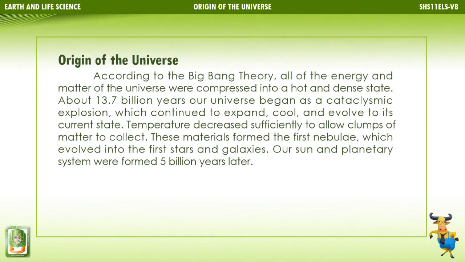Origin of the universe. According to the Big Bang Theory, all of the energy and matter of the universe were compressed into a hot and dense state. About 13.7 billion years ago our universe began as a cataclysmic explosion, which continued to expand, cool, and evolve to its current state. Temperature decreased sufficiently to allow clumps of matter to collect. These materials formed the first nebulae, which evolved into the first stars and galaxies. Our Sun and planetary system were formed 5 billion years later.